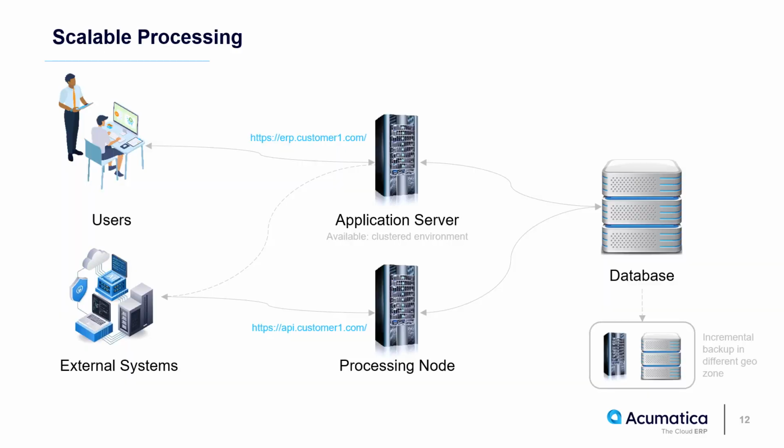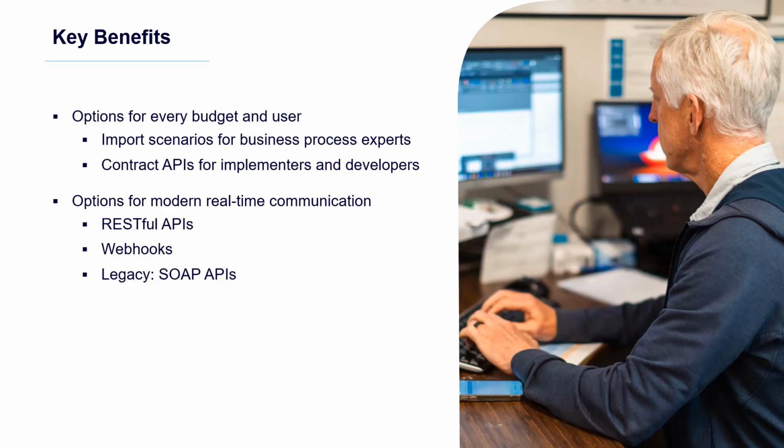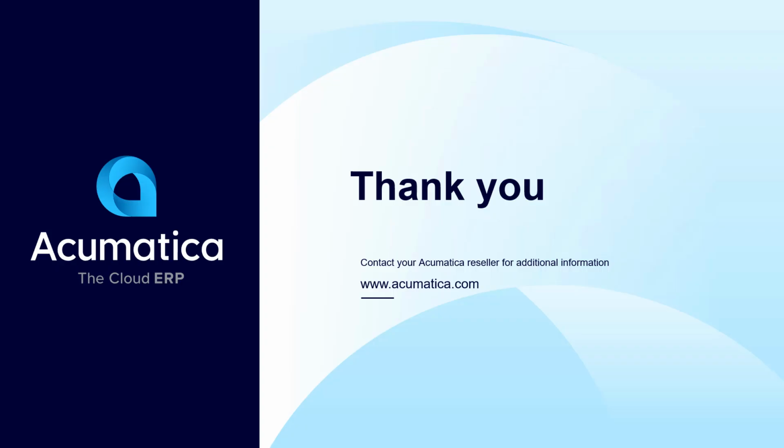Acumatica can scale to support your needs. Customers with heavy integrations can purchase a processing node to offload and separate system activities from user activities. This ensures that users get consistent performance. With Acumatica, you can connect external systems according to your needs and budget. Integration services provide a no-code option, while web APIs provide real-time communications. For more information, contact an Acumatica reseller or visit our website.